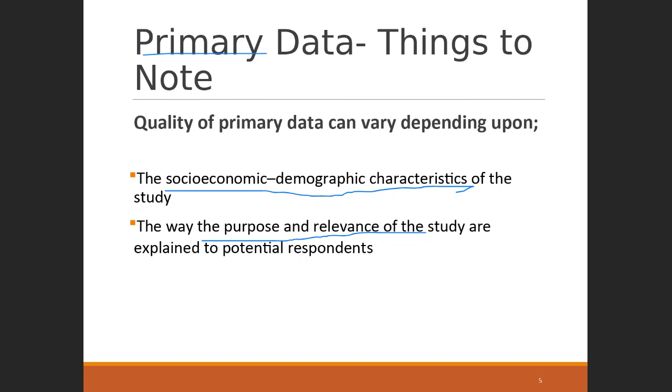So these are the two very important points which can affect the quality of the primary data: the social, economic and demographic characteristics of the population, and how you explain the purpose and relevance of your study to your respondents. If it is explained well, you can be sure that you will get good responses. But if it is not explained well, different respondents will perceive your questionnaire differently, and consequently, the quality of the responses will be different as well.